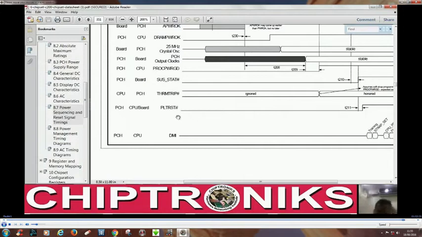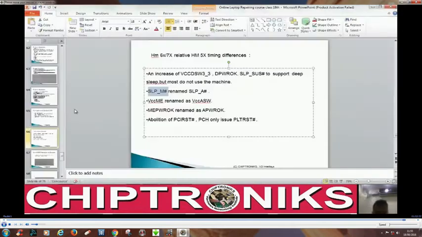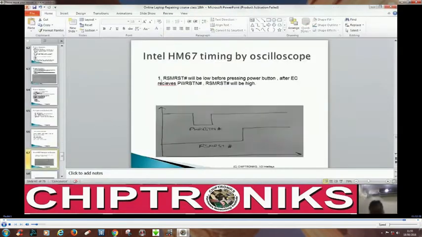We will discuss how this booting function works in my next class, but meanwhile we have already finished all the theoretical portion, so I will start with practical. I will show all of the signal flow via oscilloscope, and for this you can see I have already prepared the Intel HM67 timing by oscilloscope.